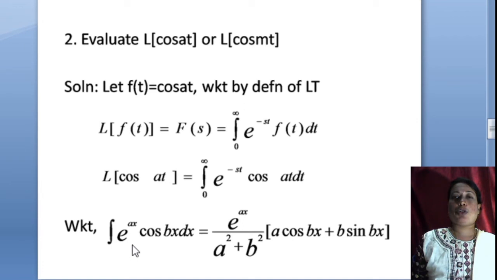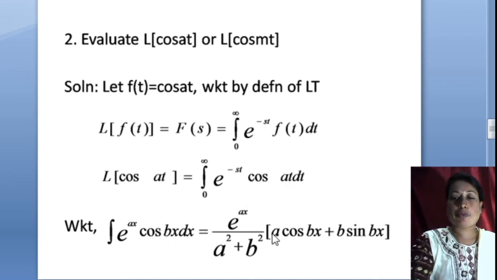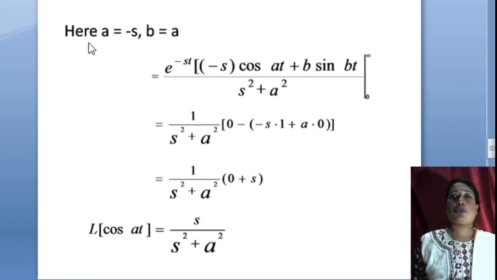So here we substitute a is equal to minus s, b is equal to a. We get e power minus st into minus s cos at plus a sin at, divided by s square plus a square. Apply integration from 0 to infinity, so apply upper limit minus lower limit and simplify. We get the answer 1 over s square plus a square. So here we have to simplify.